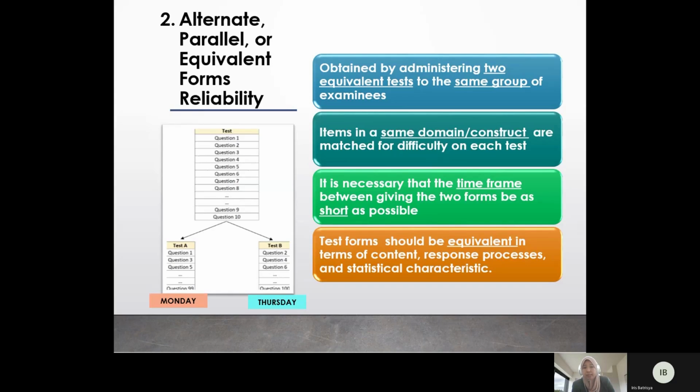It is necessary that the time frame between giving the 2 forms is as short as possible. The test forms should be equivalent in terms of content, response processes, and statistical characteristics. I would like to explain in Malay.